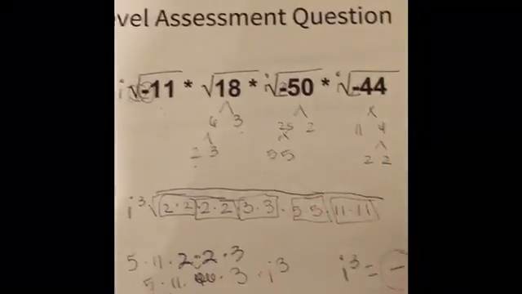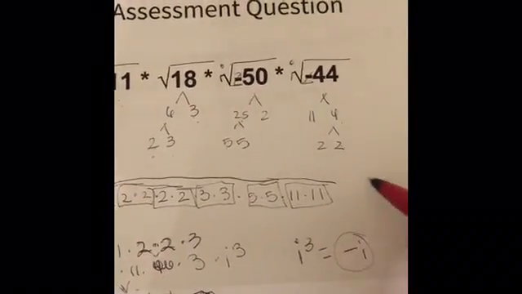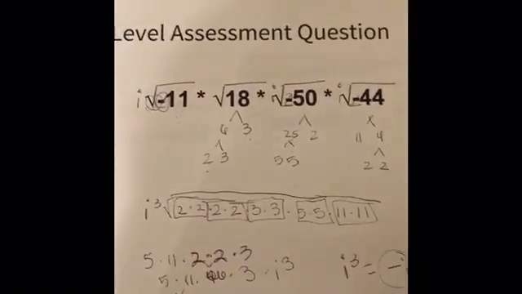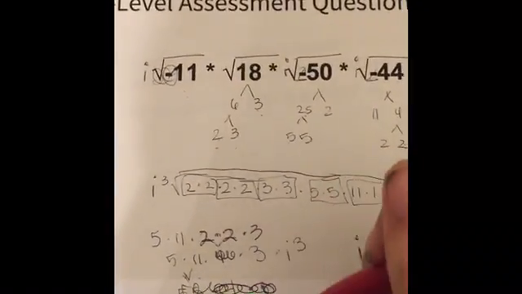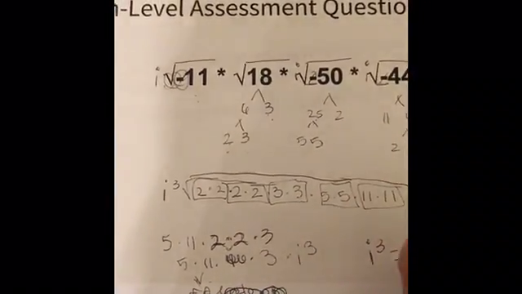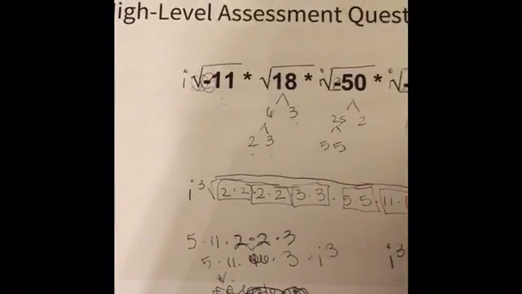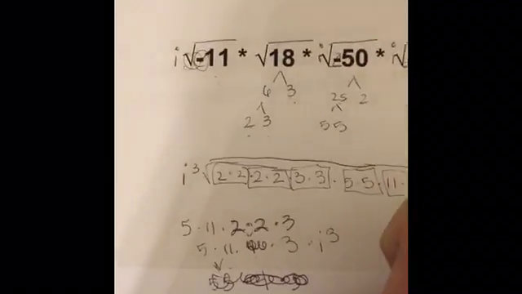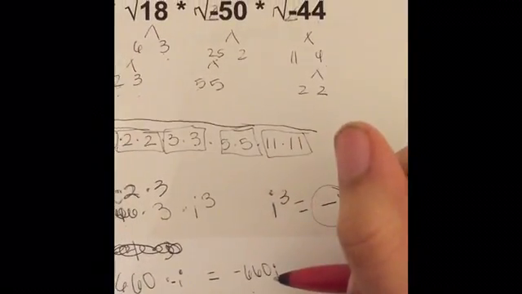Now with the i^3, using the imaginary number chart, it equals -i. So once you change that to negative i, you can now multiply them all together. So 5 times 11 times 2 times 2 times 3 equals 660. And if you multiply 660 by negative i, the answer will be negative 660i.